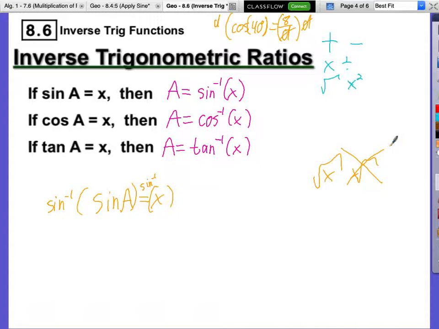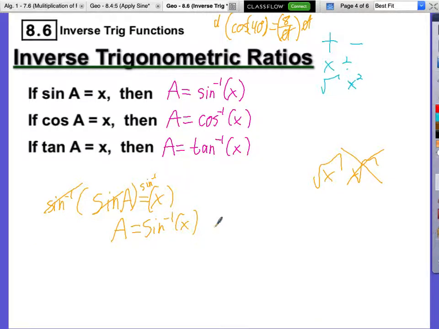So what happens is, just like multiplication and division undo each other, so we cross them out, addition and subtraction are the same thing, they undo each other and cross each other out. As long as it's sine and inverse sine, they will undo each other, and we'll be left with just the angle. Angle A, whatever measure that would be, is equal to inverse sine of whatever x is. So that's how it would work mathematically.